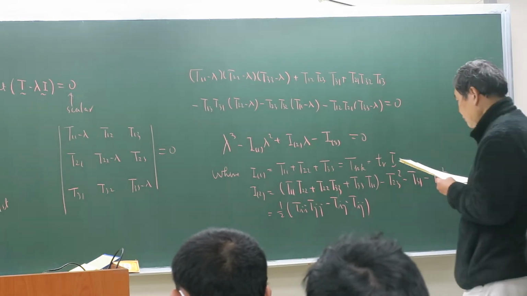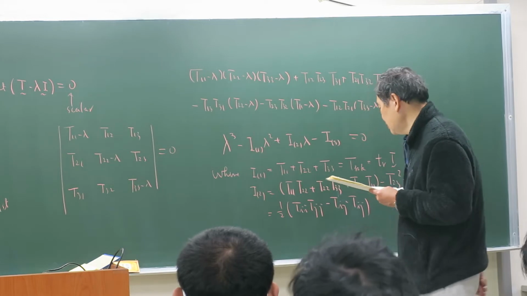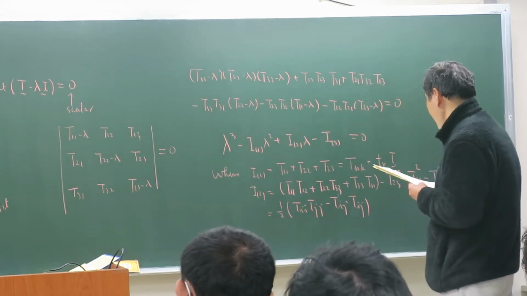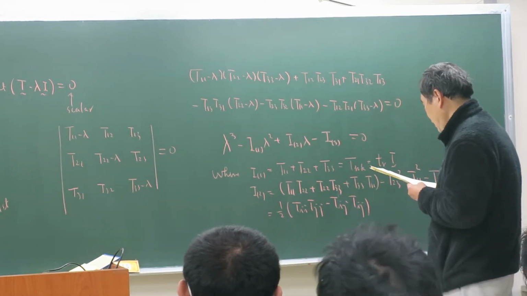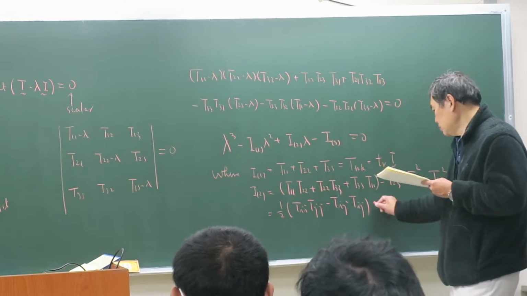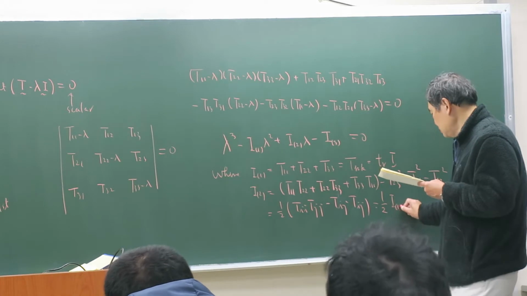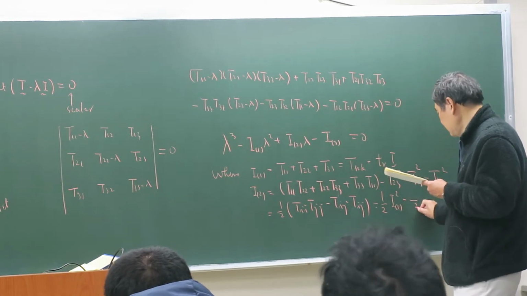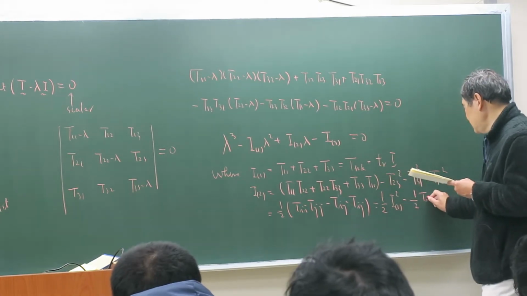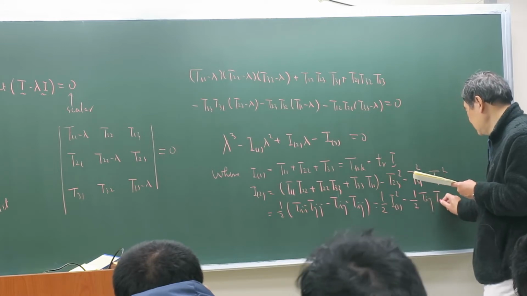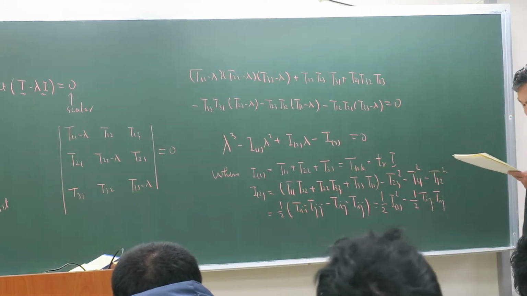Half, okay, it's half because it's double. Right, and it's equal to half I1 squared minus half Tij. It can be proved, okay? When you go home, you can check it, okay?